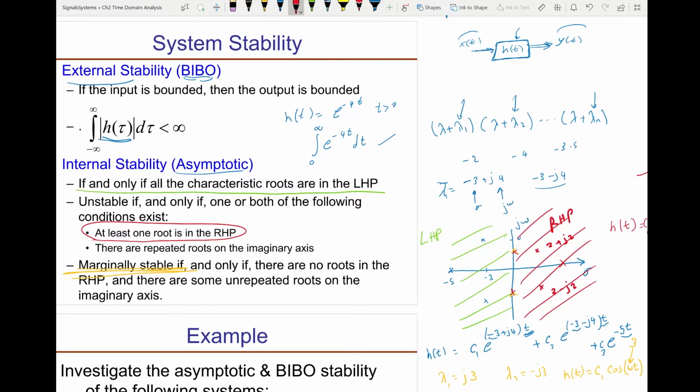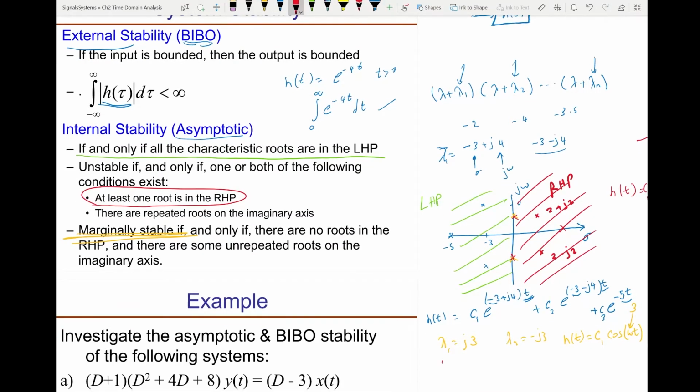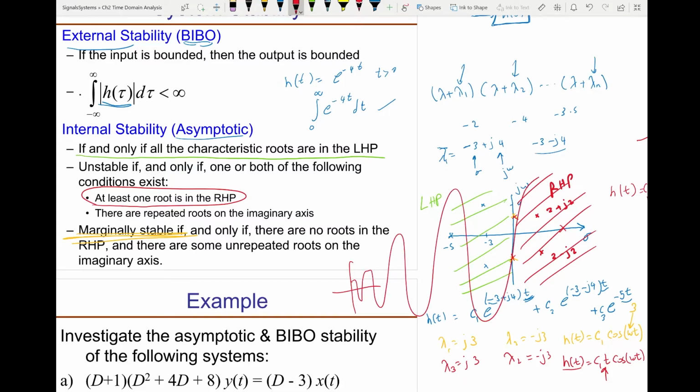So you have actually 2 of these. So you have then lambda 3 equal j3, lambda 4 equal minus j3. Now we have a problem, because h of t, it's a repeated root. You will have c1 t cosine omega t, and that t, as it goes up, h of t will grow to infinity. It's just gonna look something like this, and eventually the system will collapse. So if there are repeated roots on the imaginary axis, then the system is not stable.